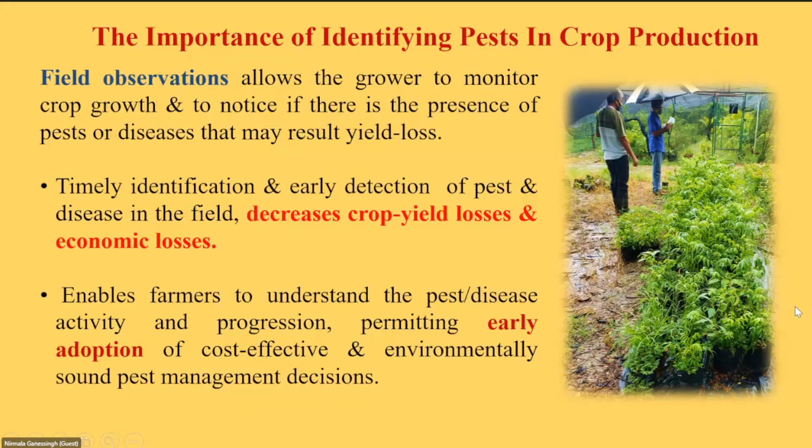So field observations and early insect pest detection is important. Take time to observe your fields for pests. Field observations allow the grower to monitor crop growth and to notice if there is a presence of pests or diseases that may result in yield loss. Timely identification and early detection of pests and disease in the field decreases crop yield losses and economic losses. It enables the farmers to understand pest and disease activity, progression, permitting early adoption of cost-effective and environmentally sound pest management decisions.